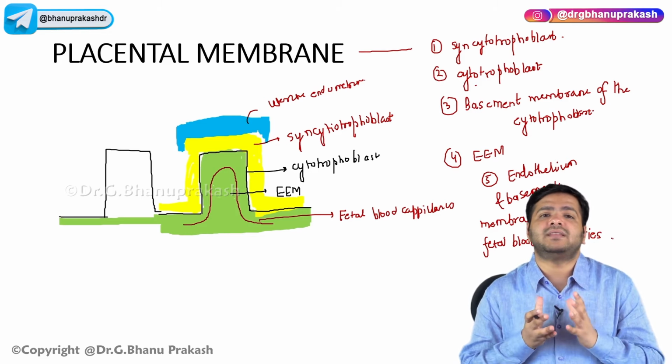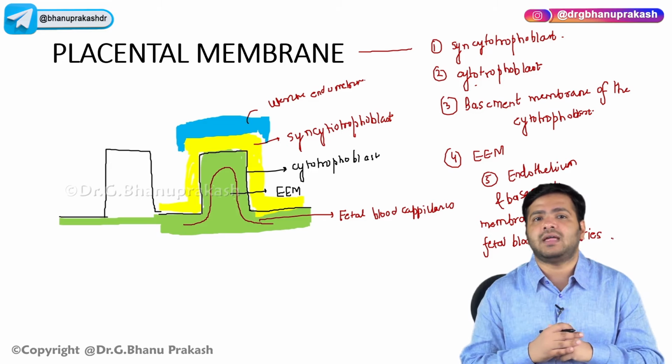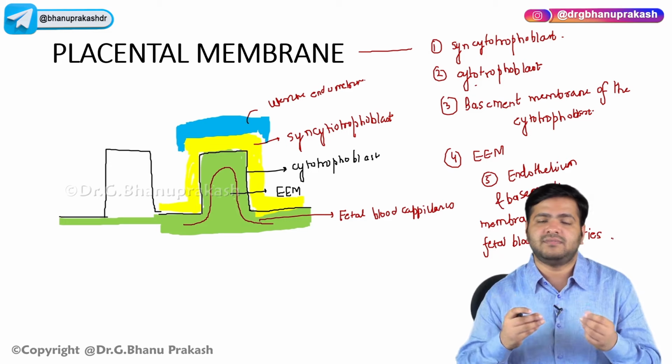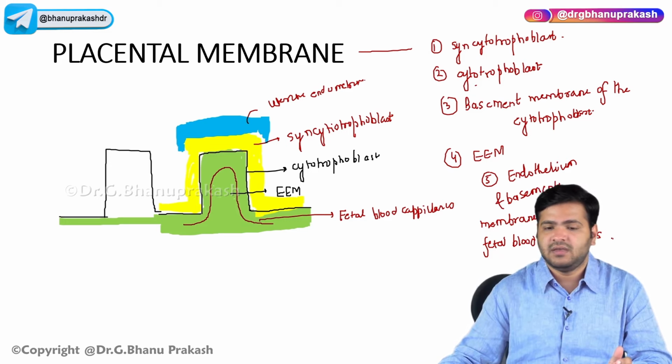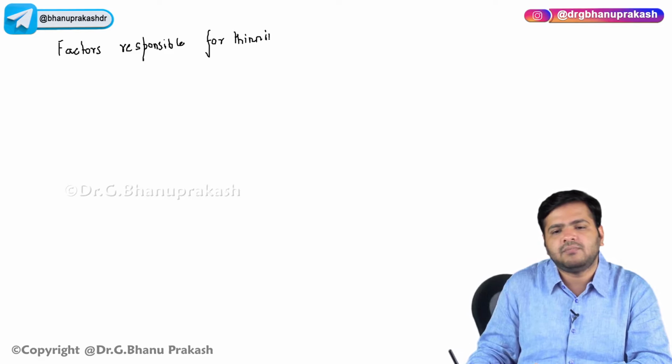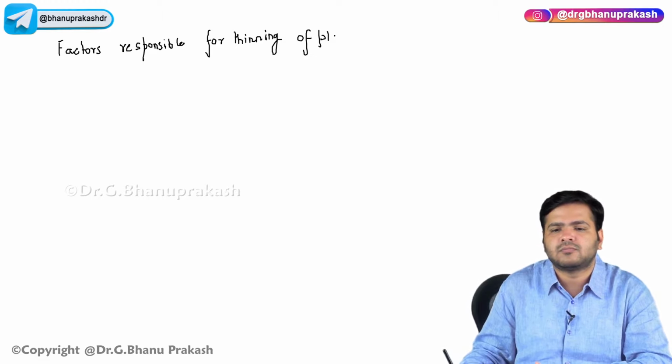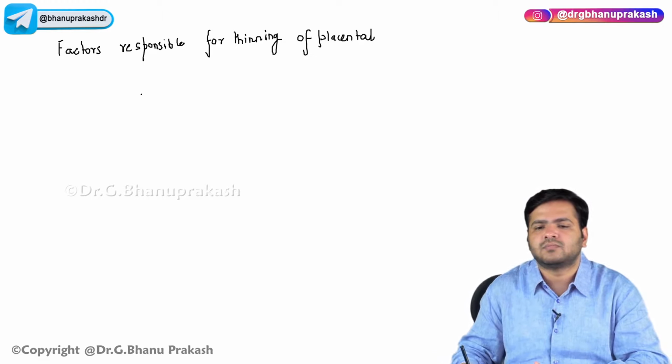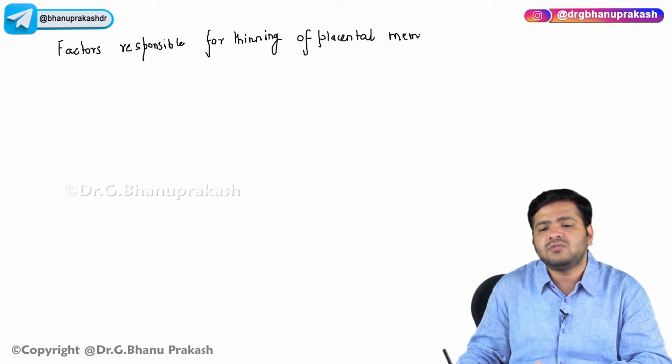Now, the placental membrane is very thin, so that more nutrition can go. It becomes thinner and thinner so that more exchange can take place. There are certain factors responsible for the thinning of the placental membrane, so write it down. What are those factors?